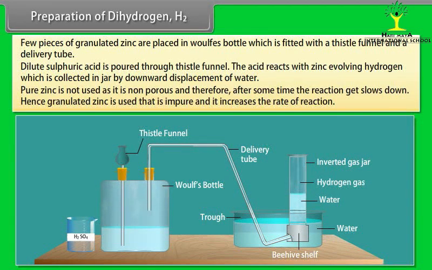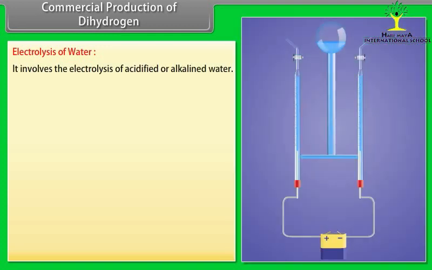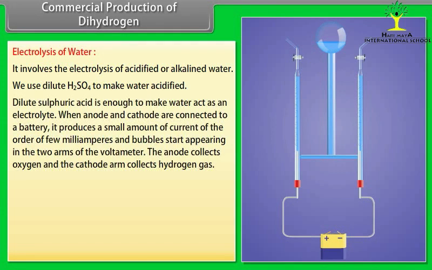Pure zinc is not used as it is non-porous and therefore after some time the reaction slows down. Hence granulated zinc is used, that is impure and it increases the rate of reaction. Commercial production of dihydrogen. Electrolysis of water. It involves the electrolysis of acidified or alkaline water. We use dilute H2SO4 to make water acidified. Dilute sulfuric acid is enough to make water act as an electrolyte.